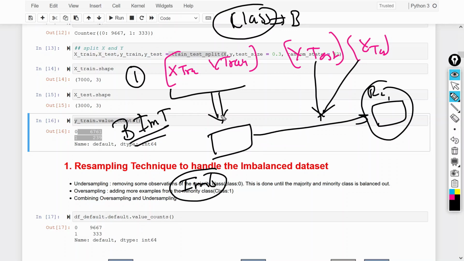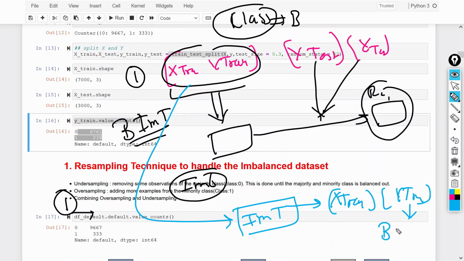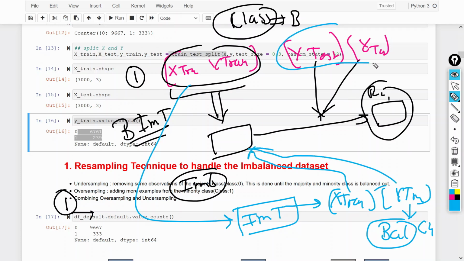So on the basis of the imbalanced technique, we can train our model in two ways. The first way is that we will use these two things, and then we will apply the imbalance technique, and then we will get the X_train and the y_train. This y_train will have the balanced classes. Then we will use them to train our machine learning model, and the same we will use these two things to evaluate our model performance. First method is that.